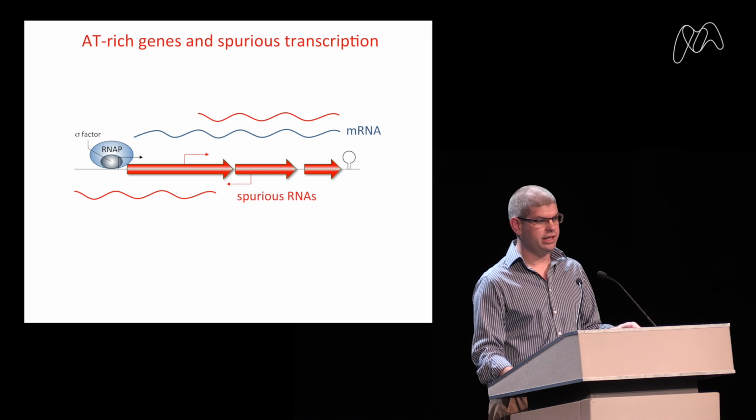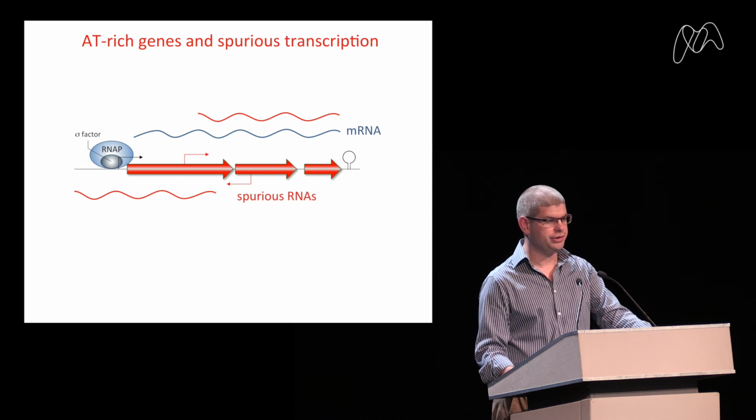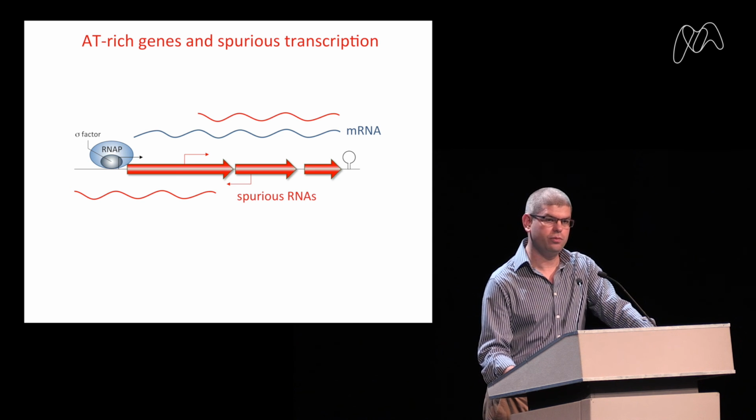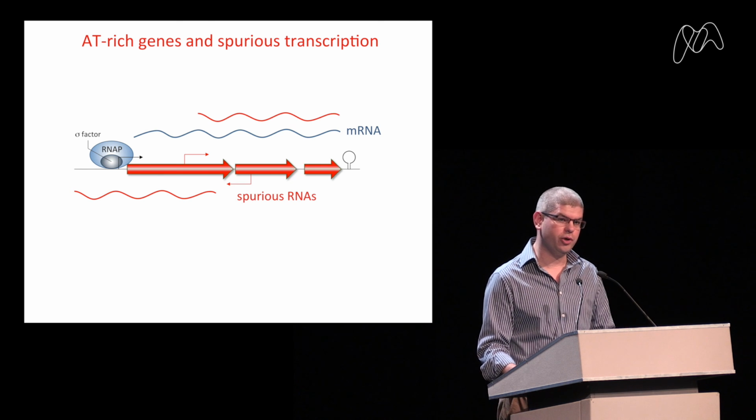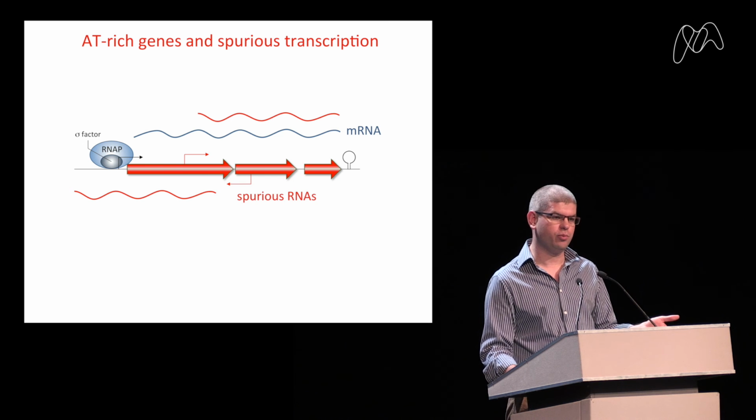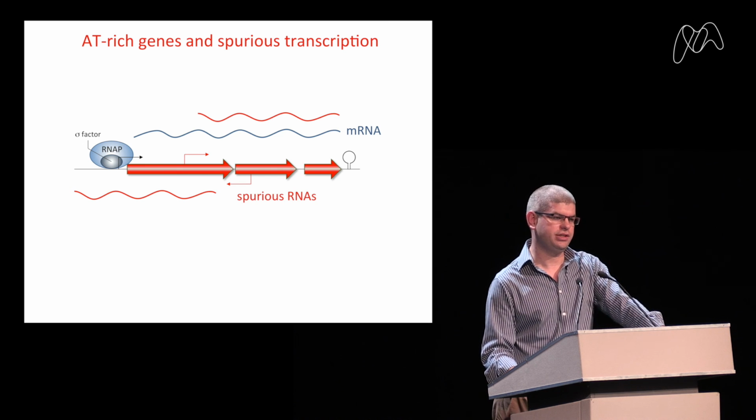And you're going to see that these transcripts arise in these regions because these regions of the chromosome are highly likely to contain spurious promoters, okay, so constitutive promoters within the sequences of genes.